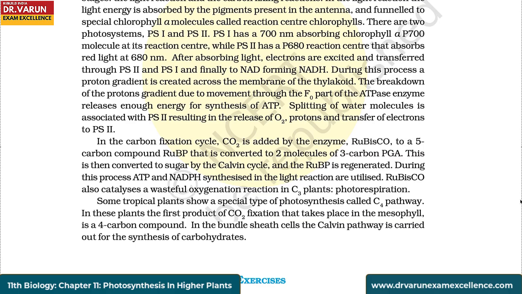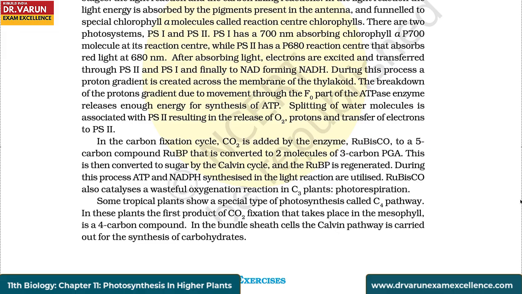Splitting of water molecules is associated with PS2, resulting in the release of oxygen, protons and transfer of electrons to PS2. In the carbon fixation cycle, carbon dioxide is added by the enzyme Rubisco to a 5-carbon compound RuBP that is converted to 2 molecules of 3-carbon PGA. This is then converted to sugar by the Calvin cycle and the RuBP is regenerated. During this process, ATP and NADPH synthesized in the light reaction are utilized.